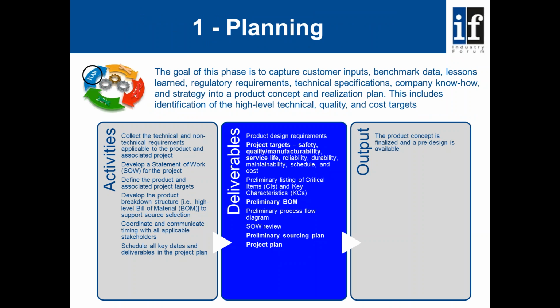If we look at the planning phase, we have a number of activities. The deliverables are the outputs from the process, in terms of either content for the PPAP file or information that's required to be passed to the next stage of the project. And then finally we have the stage output. The goal of this phase is to capture customer inputs, benchmark data, lessons learned, regulatory requirements, technical specifications, company know-how and strategy into a product concept and a realization plan. This includes identification of high-level technical, quality and cost targets. The output from step 1 is that the product concept is finalized and a pre-design is available.